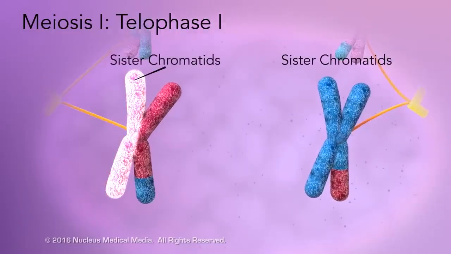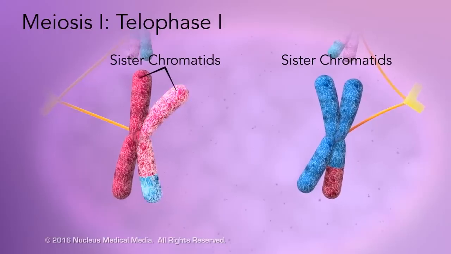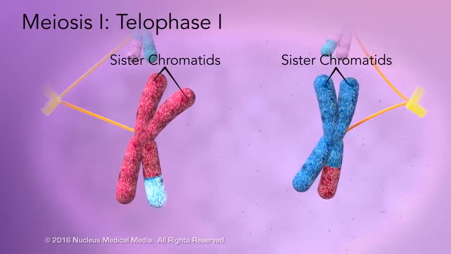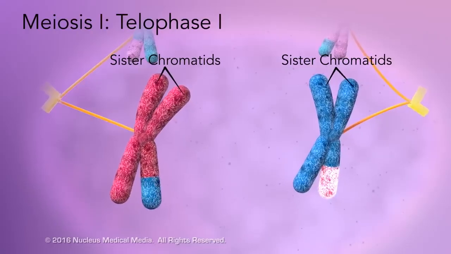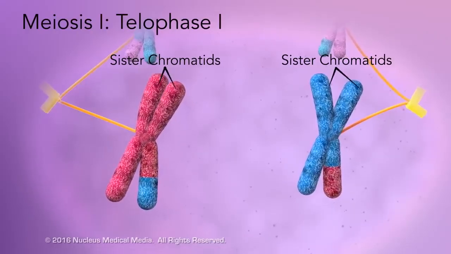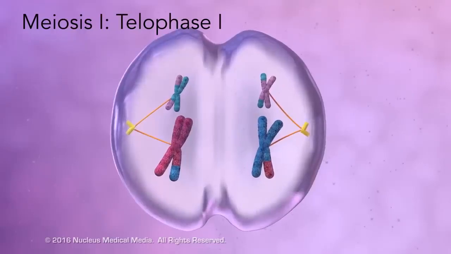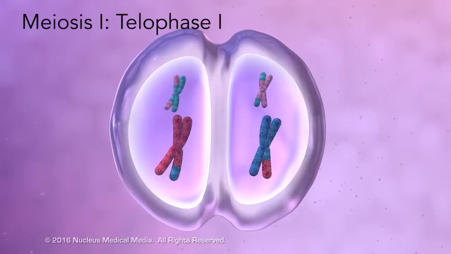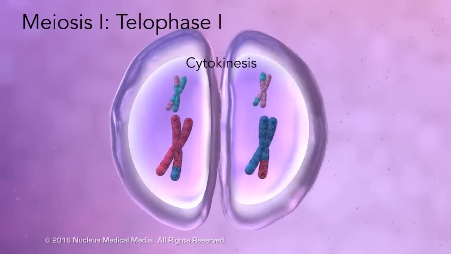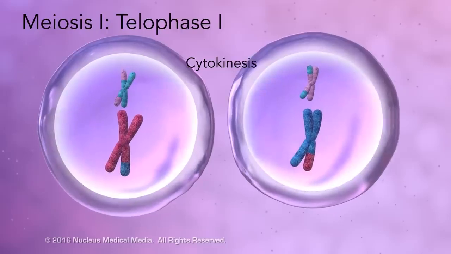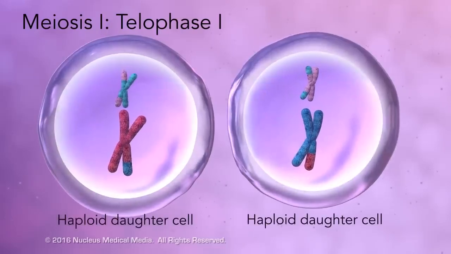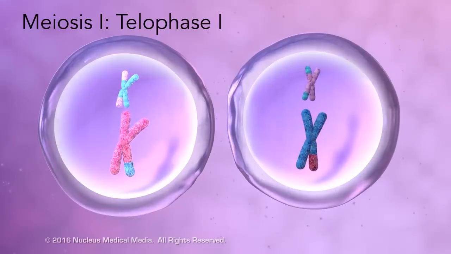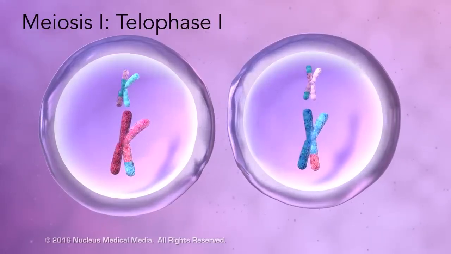However, each chromosome still consists of sister chromatids. Keep in mind that each chromosome's sister chromatids are no longer identical because of the allele exchange that happened during crossing over. Then, spindle fibers disappear, and the nuclear membrane reforms around the chromosomes. Finally, cytokinesis occurs. Meiosis I ends with 2 genetically different haploid daughter cells. Each haploid cell contains only 1 set of chromosomes, consisting of paired sister chromatids.